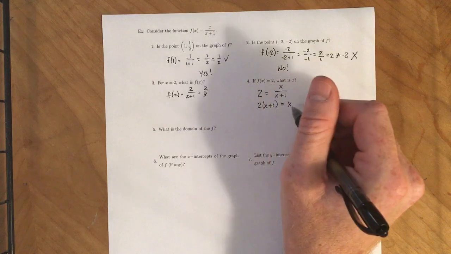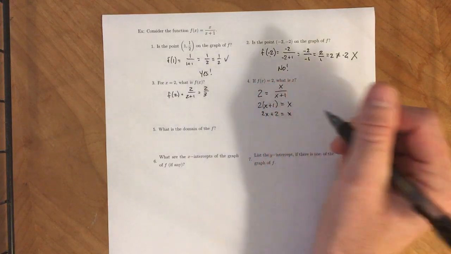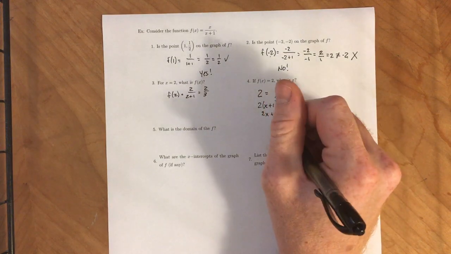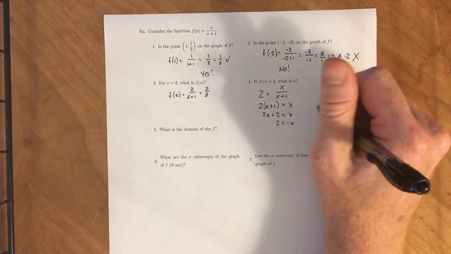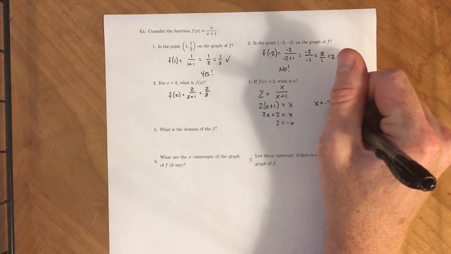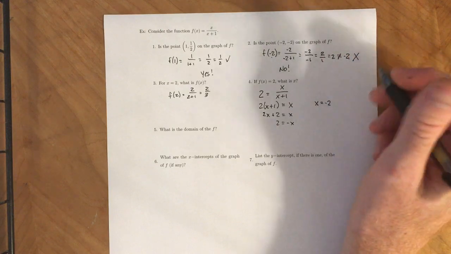Now that we have no fractions, distribute the 2 and then solve. So you can subtract the 2x over and then multiply or divide by -1, and you get x is equal to -2. All right, that's what we saw up here.